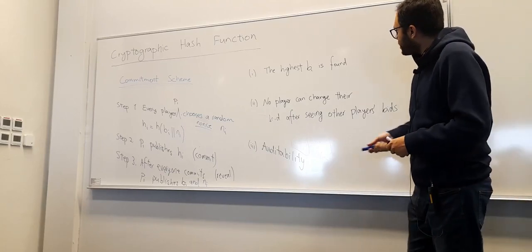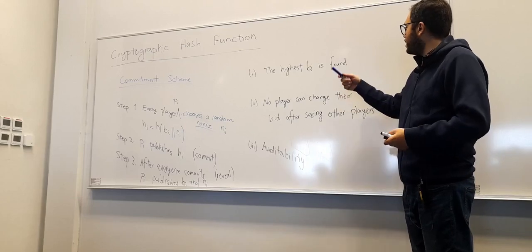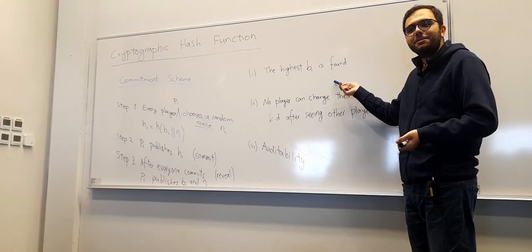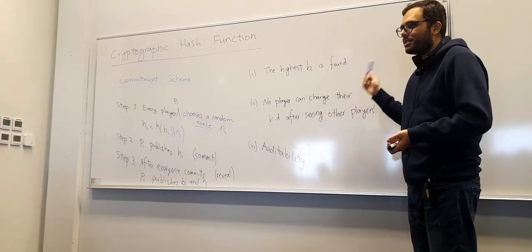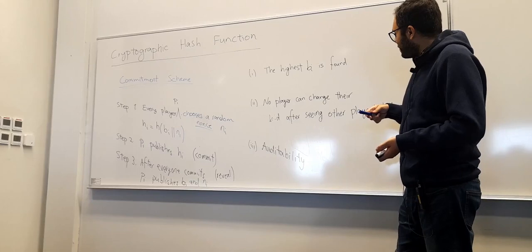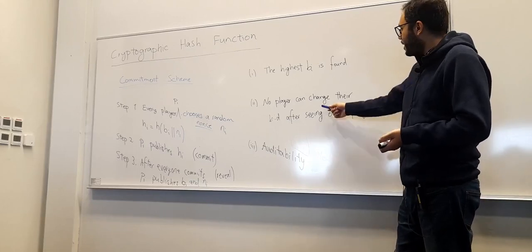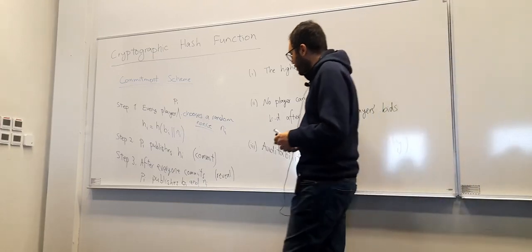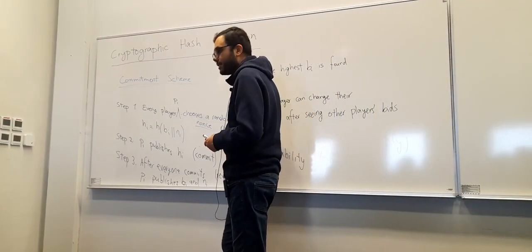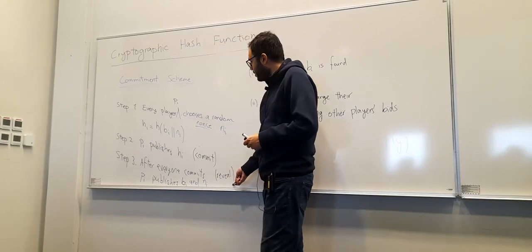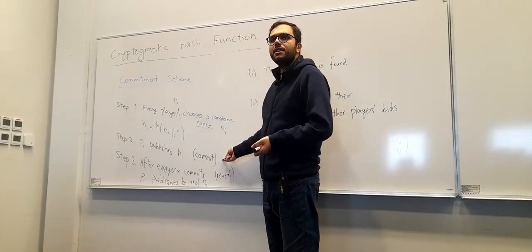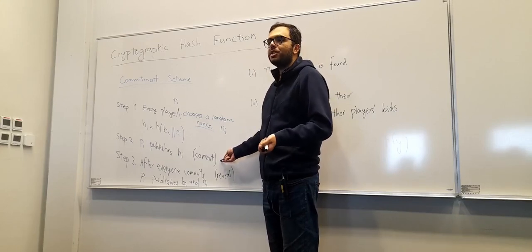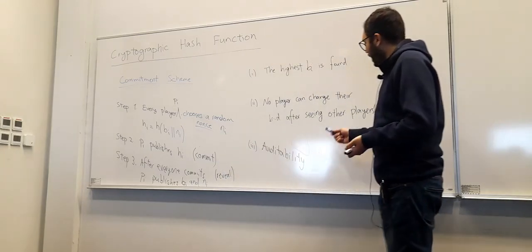So let's just check this. Well, do we have these properties? Is the highest bid found? Yes. I mean, assuming that the person who's making the highest bid is not cheating. If they cheat and disqualify, it's their problem. I don't care. And now, can a player change their bid after seeing other players' bids? No, because all the bids are revealed in step 3. But they are only revealed after everyone has already committed to their own bid. And after the commitment, you cannot change it because any change would change the hash. So we have this property as well.